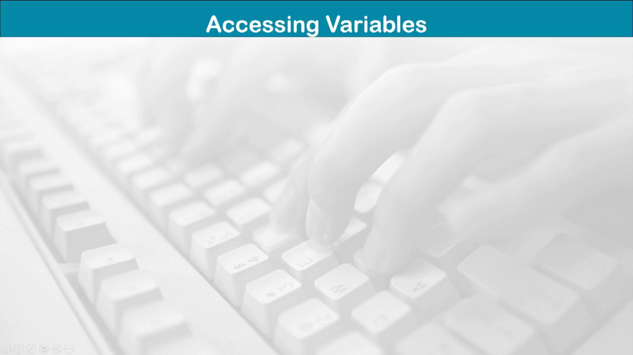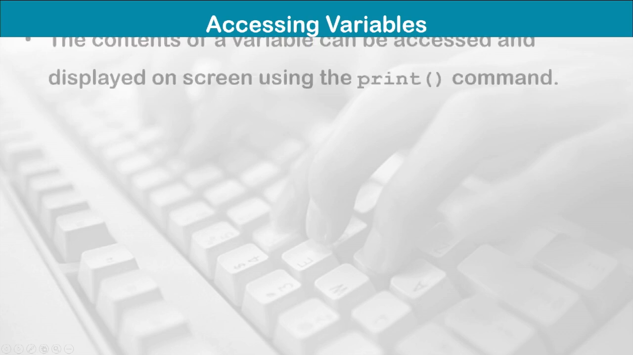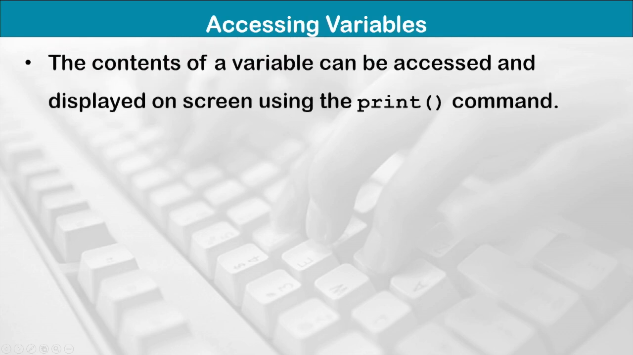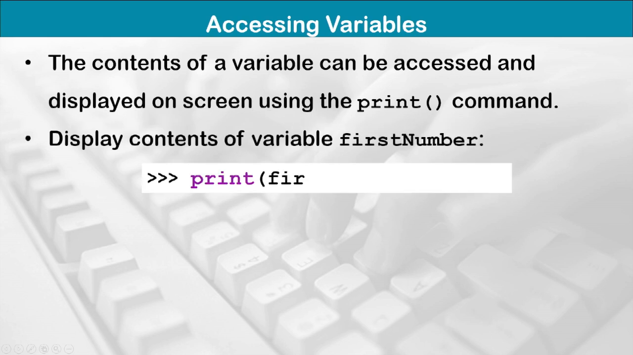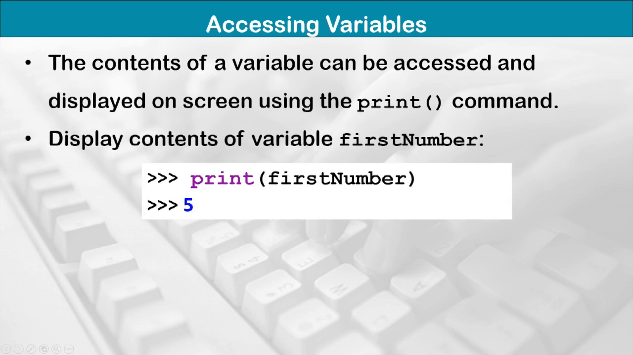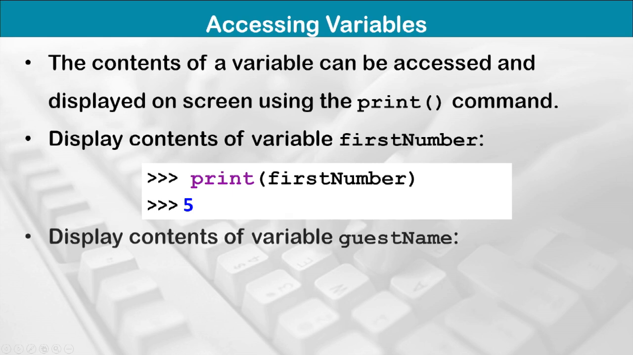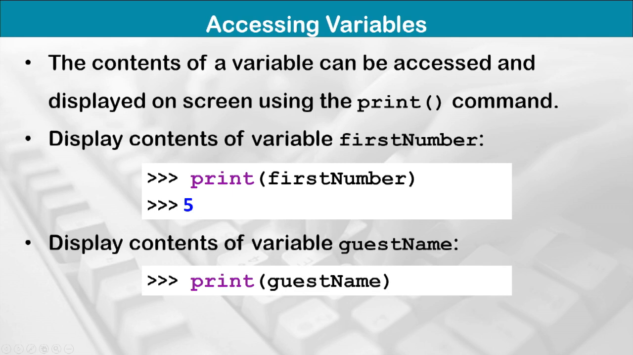How do we access values stored in variables? The contents of a variable can be accessed and displayed on screen using the print command. To display contents of variable first number, we execute the instruction print first number. The contents of variable first number is displayed. In this case, the value of first number is 5. To display contents of variable guest name, we execute the instruction print guest name. The contents of guest name is displayed, that is Robin.